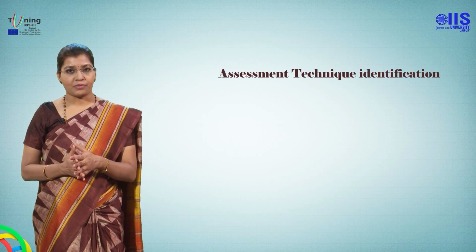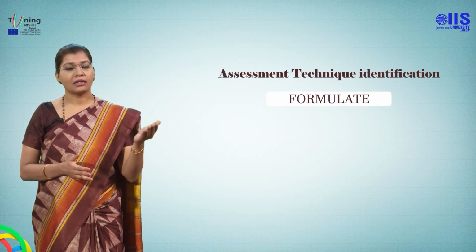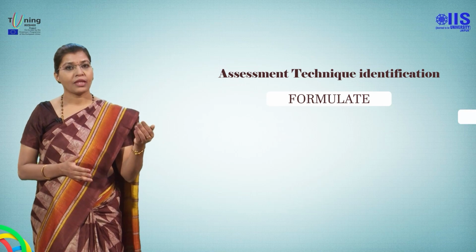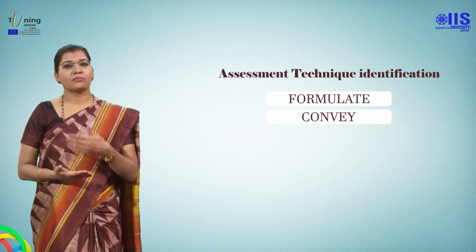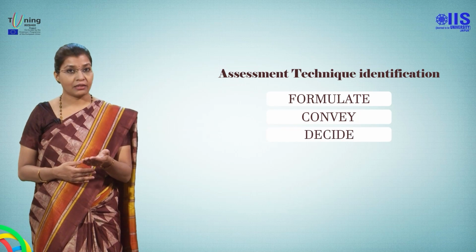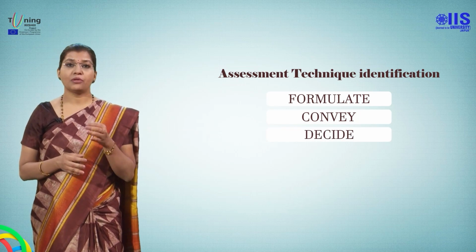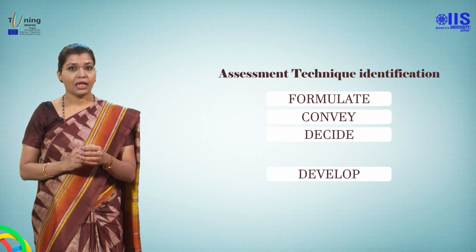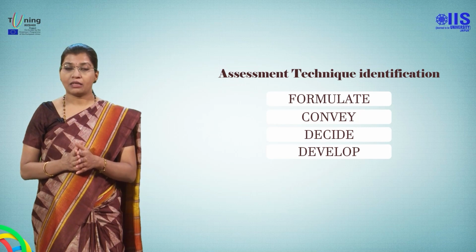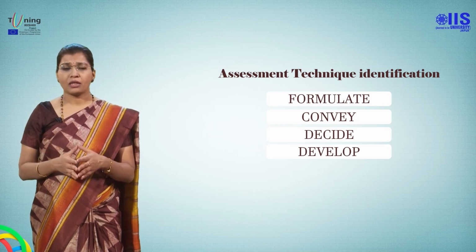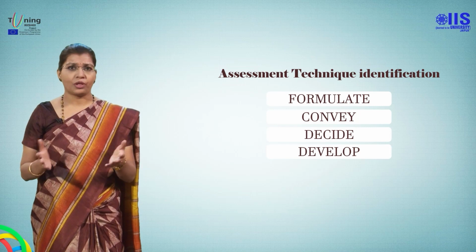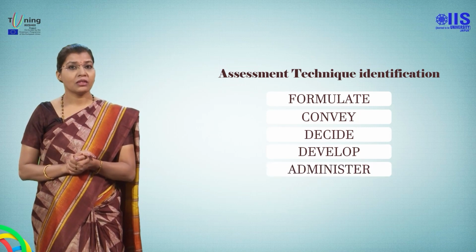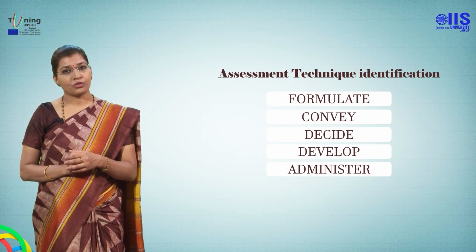Which assessment technique we have to use can be identified through the following steps. Formulate clear learning outcomes for the students. Convey these learning outcomes to the students. Decide what students should be able to do if they have met those learning outcomes. Develop an assessment instrument like a test, essay, project, group discussion and/or a scoring rubric. Administer the assessment instrument to the students.